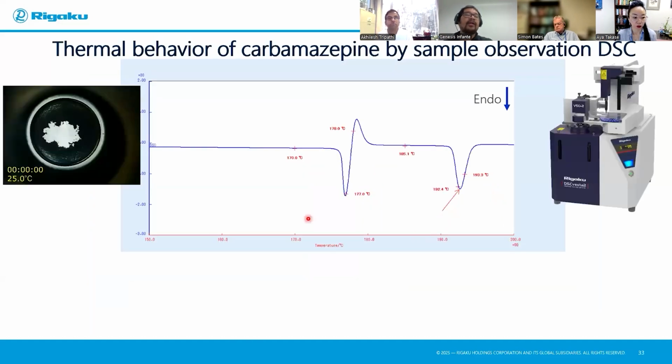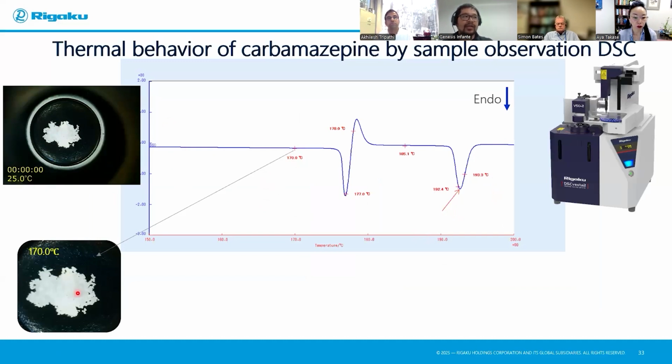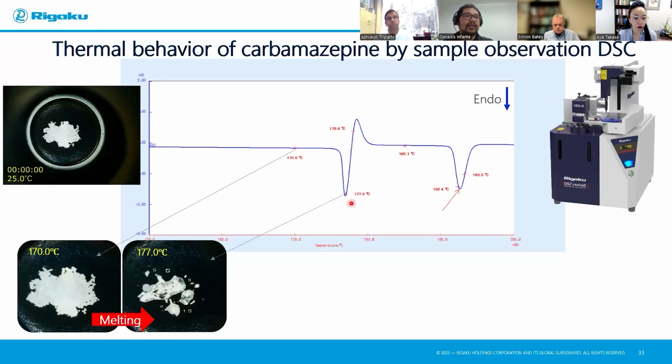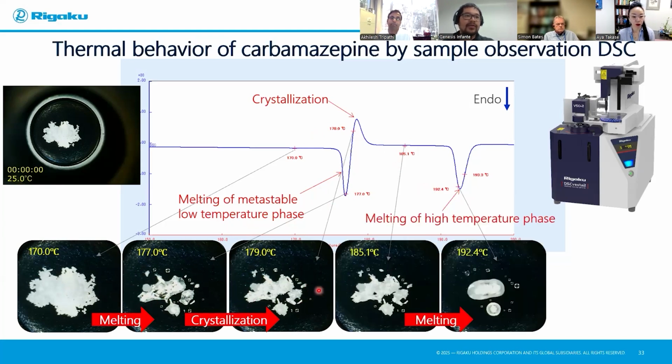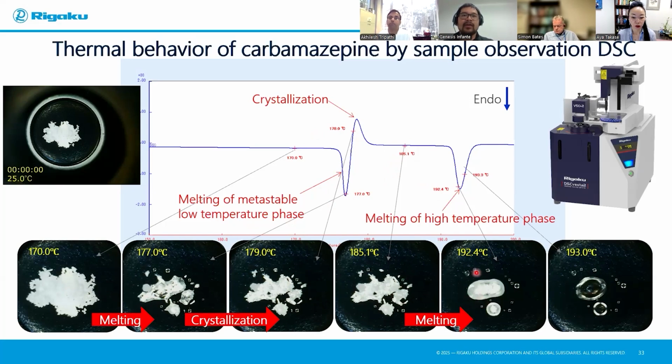So just going back to that DSC analysis, basically we'll start at 0 degrees C at room temperature. You see that white powder. At 170, there's really no change. But then at 177, you see that very quick melt, basically a melting of the metastable phase, and a quick recrystallization. And then from there on, you'll have an increase in melt. So from 178 to 185, there's really no change. And then you see that quick real melting at 192, and then transparency at 193.